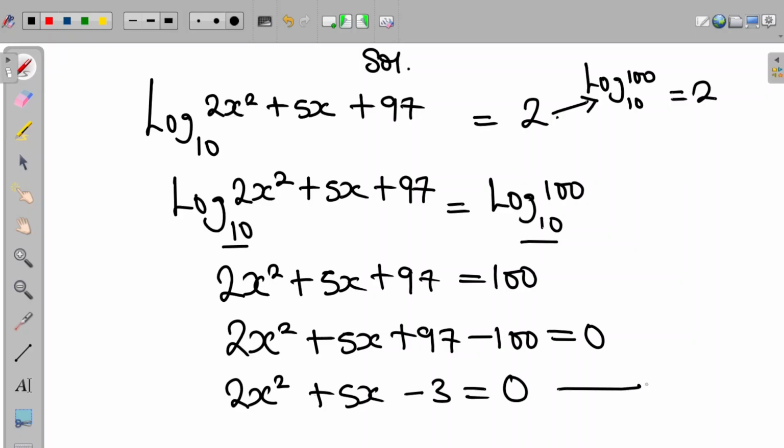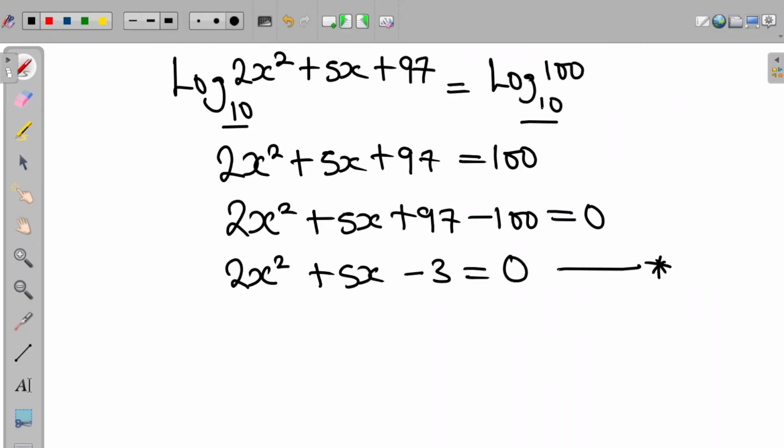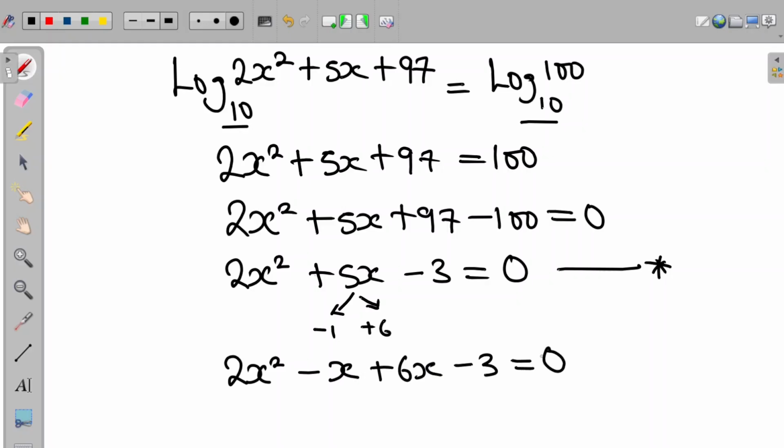Now at this point, we have a quadratic equation. So therefore, we look for two integers whose sum is equal to positive 5 and whose product is equal to negative 6. So the two integers are negative 1 and positive 6. So therefore, the quadratic equation becomes 2x squared minus x plus 6x minus 3 equal to 0.